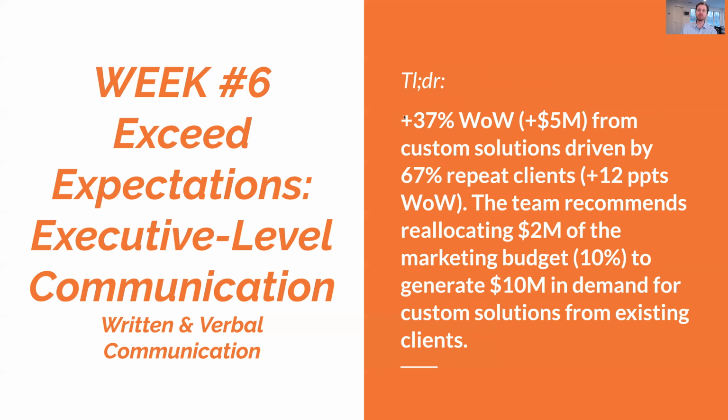So let's go into some examples. Too long, didn't read. This incorporates some business language. I'm using a lot of shortcuts here, plus 37%. So something increased by 37%. Wow, that's not wow, that's week over week. So what happened from last week to this week? And then what's in parentheses is the absolute value. So that 37% increase represents a $5 million increase. And then it starts to give some more details: custom solutions driven by 67 repeat clients and a 12 percentage point week over week improvement.